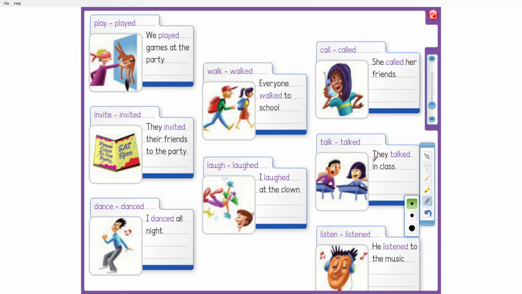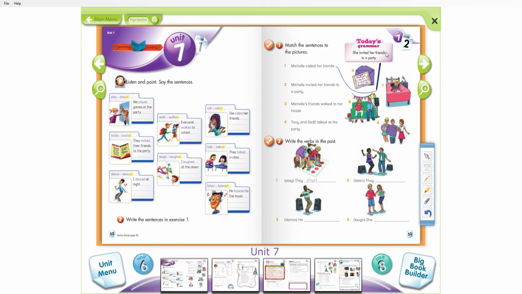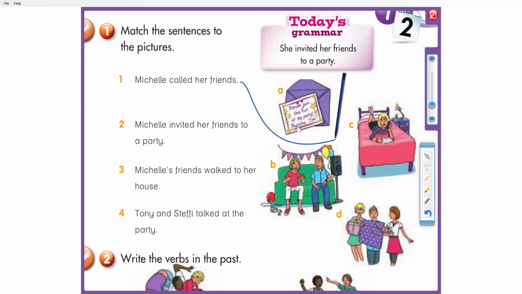So, play, we have added ed. Walk, walked, we have added ed. Call becomes called. Invite becomes invited. Laugh becomes laughed. Talk becomes talked. Dance becomes danced. Listen becomes listened. Okay? Now, let's move to the next page and do the exercise that I have asked you to do.